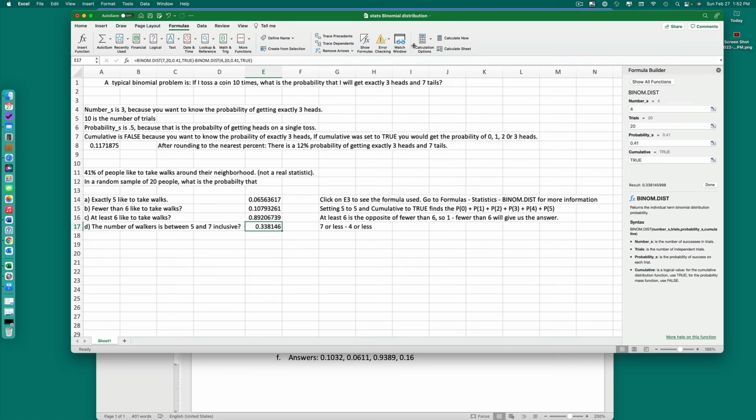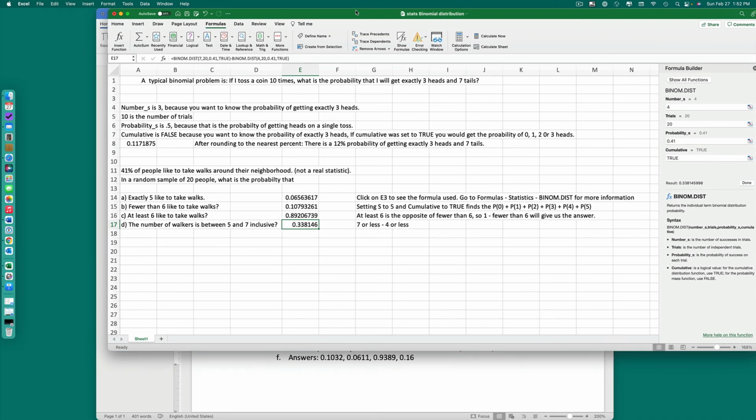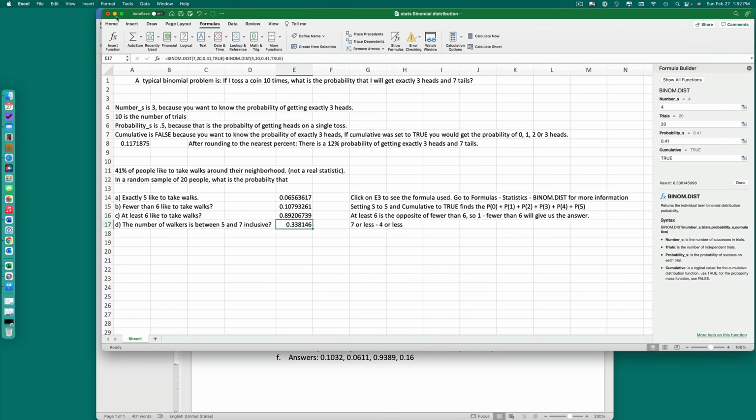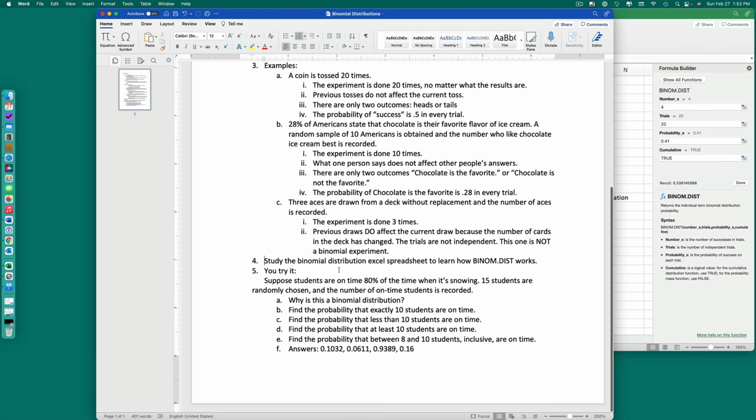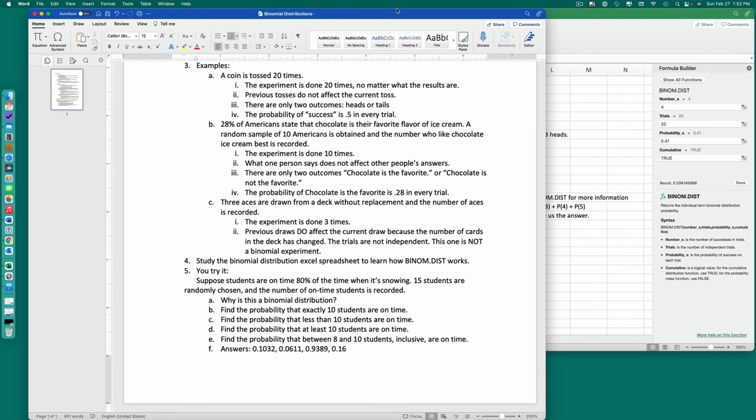All right, so we are done looking at the spreadsheet. Let's go back to the Word document and see what else is going on. All right, so here's a you-try-it problem that you can do yourselves. Suppose students are on time 80% of the time when it's snowing. I made up that number too. 15 students are randomly chosen and the number of on-time students is recorded.